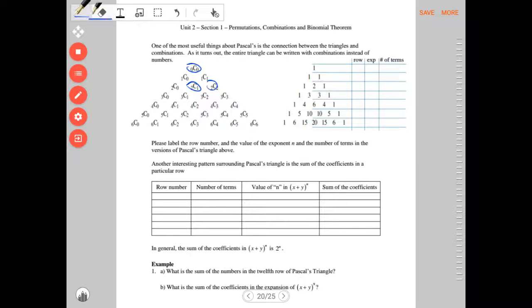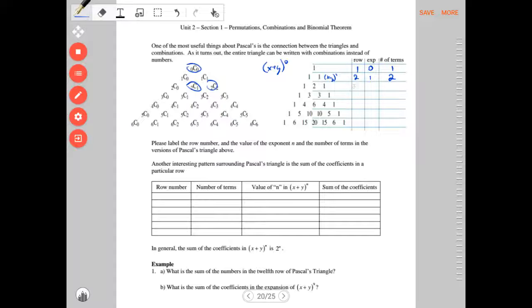I've made a little chart over here: row, exponent, and number of terms. Let's fill that out one more time because it's kind of a big deal. In row 1, the exponent was 0. Remember, that was x plus y to the 0, and the number of terms was 1. In row 2, it was x plus y to the 1, so the exponent is 1, and the number of terms again was 2.